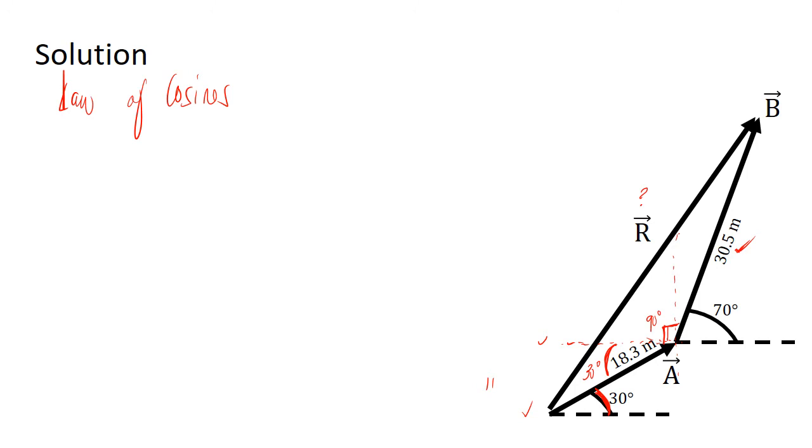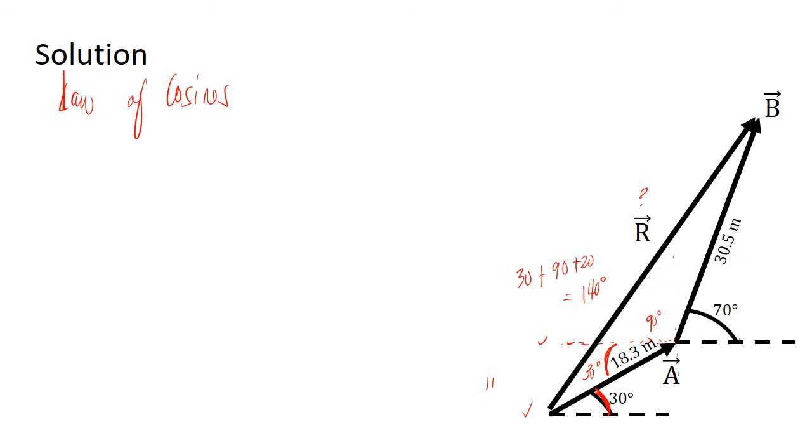Also, on the right side, since this is also 90 degrees, and we already have 70 degrees from the reference line to vector B, then from vector B to the perpendicular line, we have 20 degrees to make it perpendicular. Therefore, from vector B to vector A, the total angle is 30 plus 90 plus 20, which is equal to 140 degrees. That is the included angle between sides 18.3 and 30.5 meters.